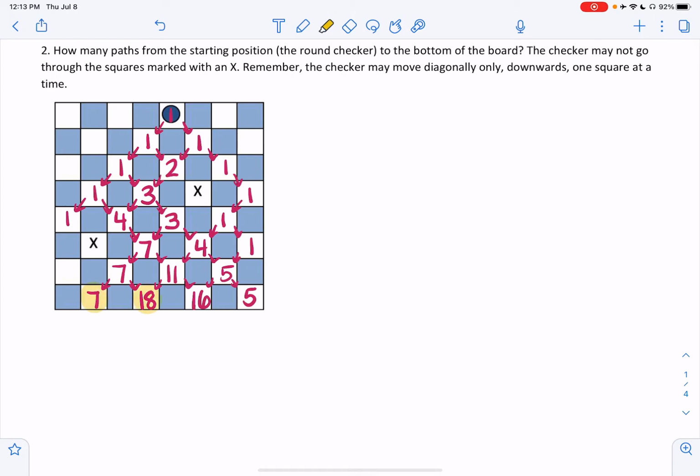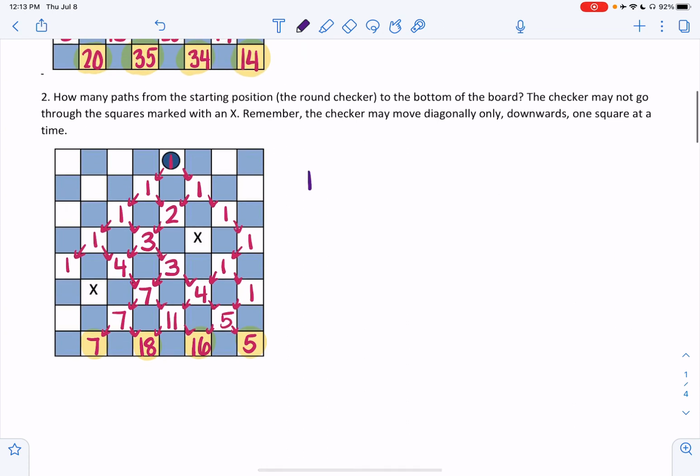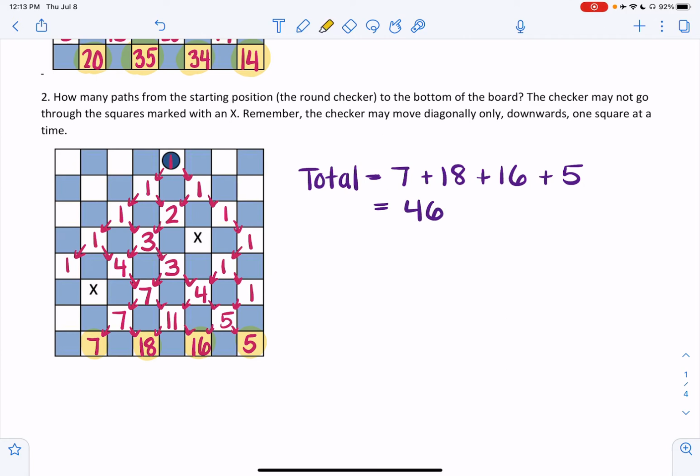So, again, to find my total number of ways to get to the bottom, the total is equal to 7 plus 18 plus 16 plus 5 for a grand total of 46. And it makes sense that this is a little bit less because we've added on some restrictions there and we can't use all of the spaces.